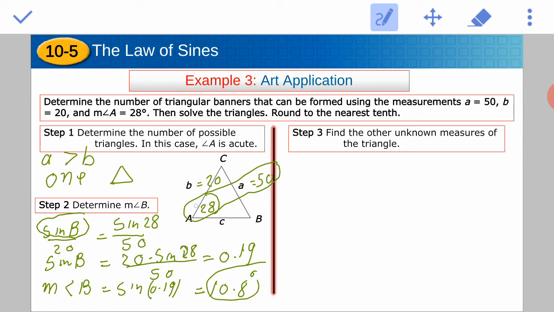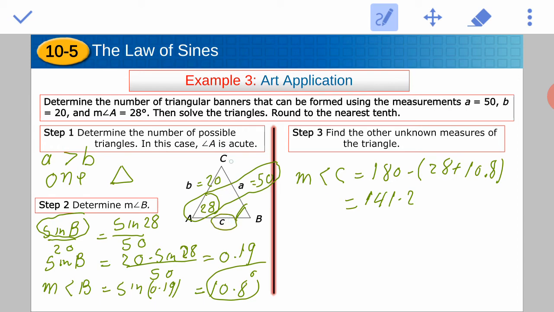Guys, back to the diagram. We were given angle A at the beginning and we just found angle B. So we can use the triangle sum theorem in order to find the measure of angle C. So let's find the measure of angle C. The measure of angle C is equal to 180 minus the sum of angle A, 28, plus the measure of angle B, 10.8. If you calculate that, the measure of angle C is going to be 141.2.